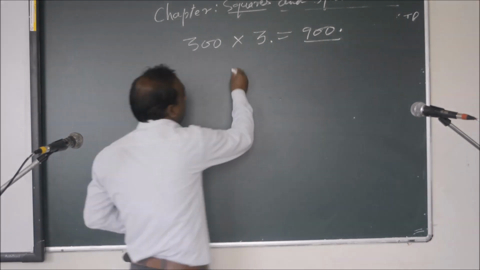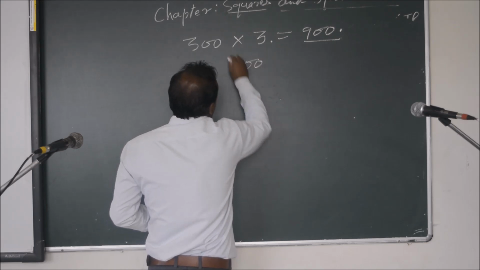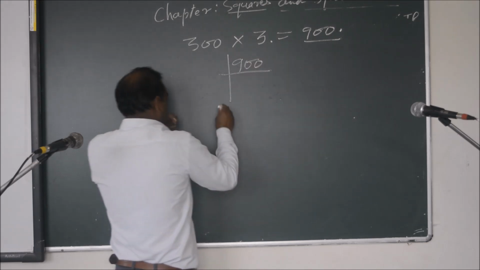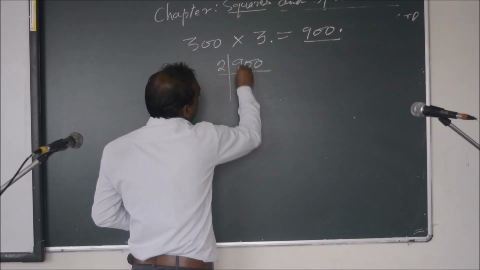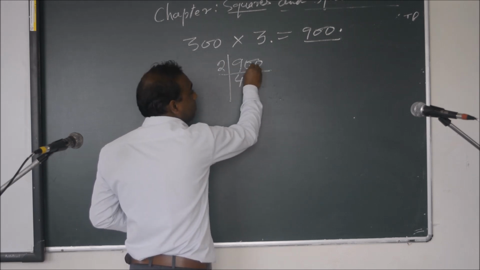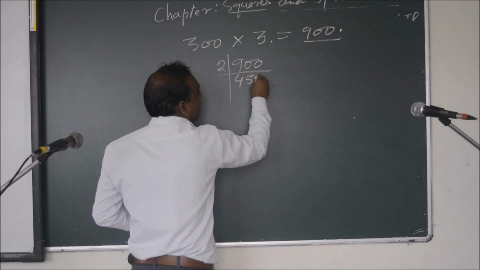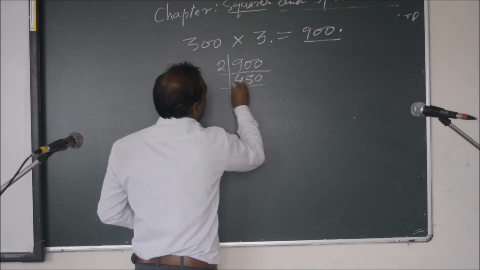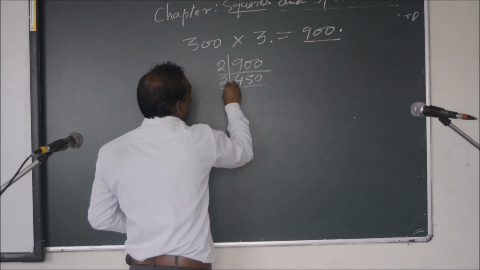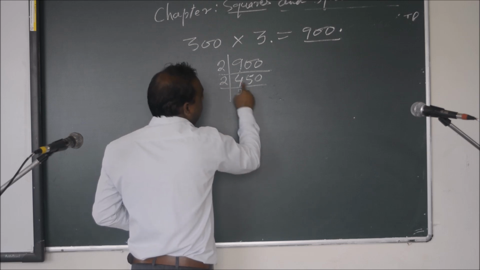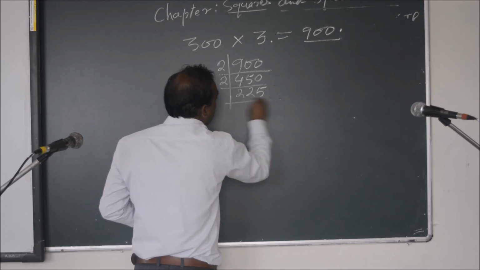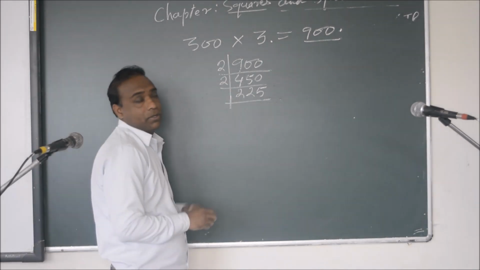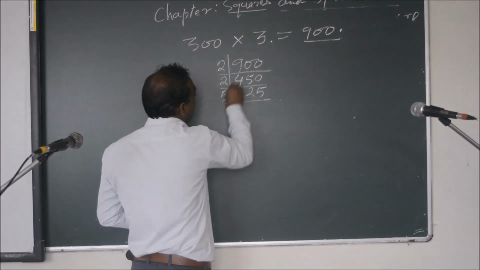Again we have to check it. Now check it. This is your 900. Now again you can directly divide by 2. 2 4s are 8, 1 is remaining here. Now 2 5s are 10, 2 0s are 0. Now this is 0, so you can again divide by 2. 2 2s are 4, again 2 2s are 4, 1 is remaining, 2 5s are 10. Now the last digit here is 5.